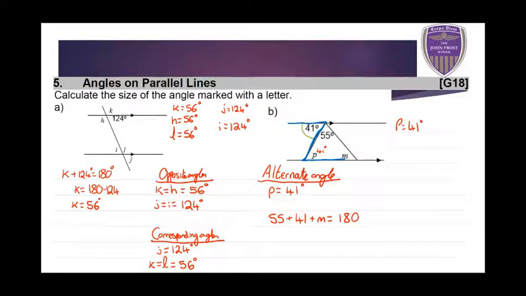So that means that, sorry, just rearrange this. M plus 96 equals 180. M equals 180 minus 96. Therefore, M equals 84 degrees. And that's your two missing angles. Okay? So pause the video and copy down these two sets of workings out, please.